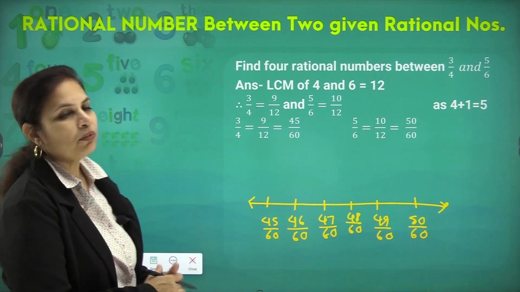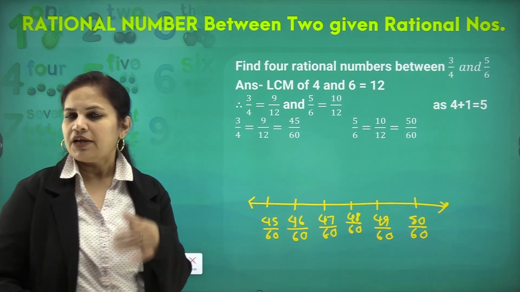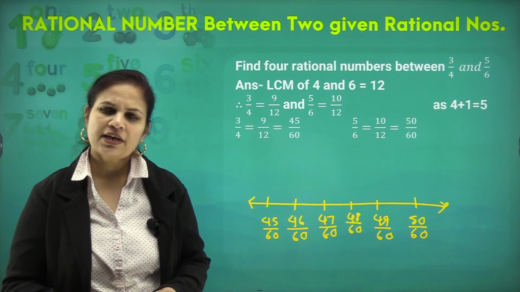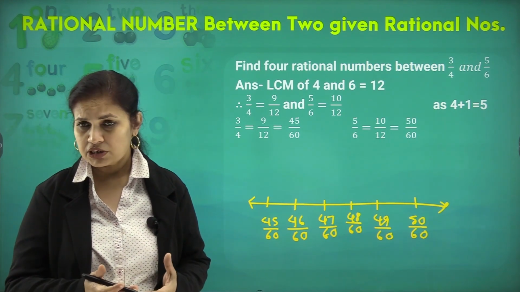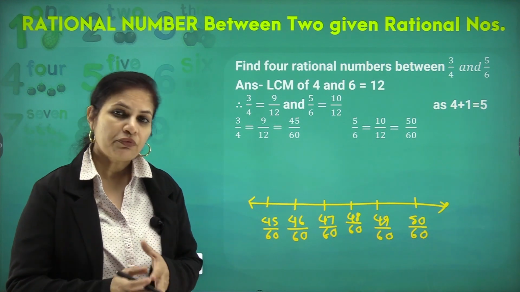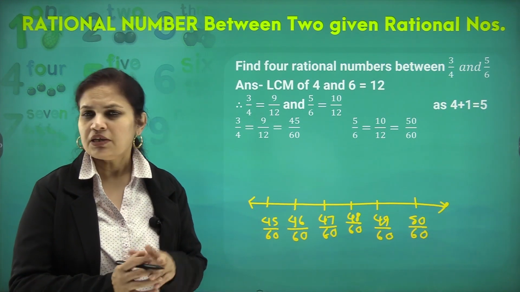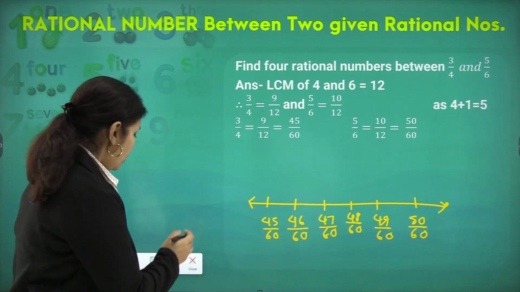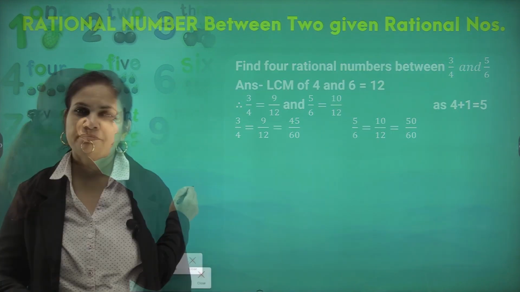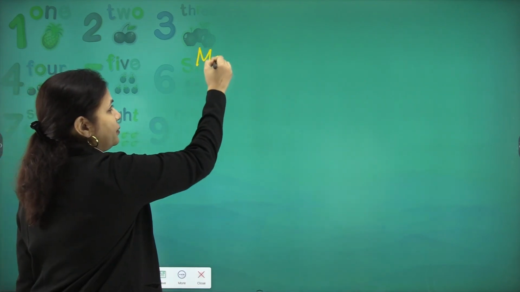So, let us recall what we have learnt till now. If we are given very simple numbers, like if I have to insert 1 rational number or 2 rational numbers between 2 given rational numbers, then we can use method 1. What was our method 1? Let us now recall all the methods that we have learned to insert rational numbers on a number line.